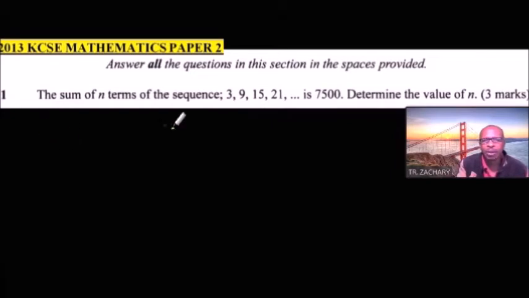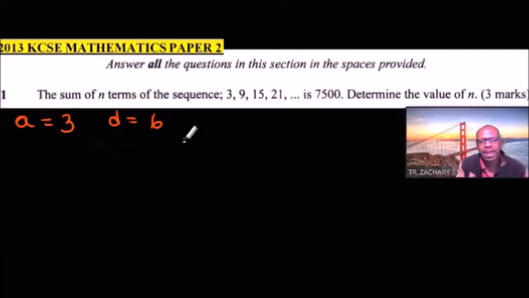And therefore, normally we use a to denote the first term. So our first term is 3. The common difference is denoted by d, and it is 6. It is a number that you add or subtract to the terms of a sequence. So if you subtract 9 minus 3, you get 6. 15 minus 9, you get 6, and so forth.